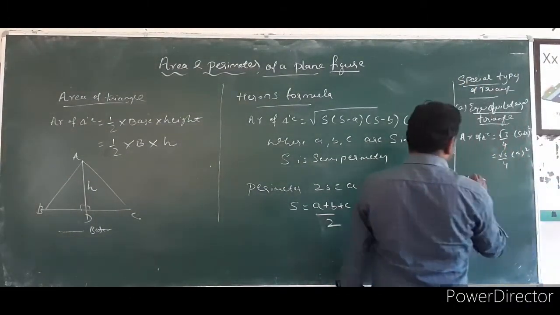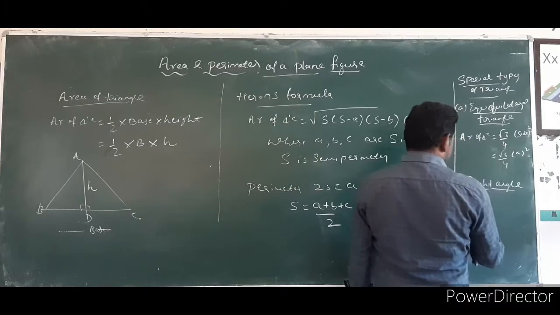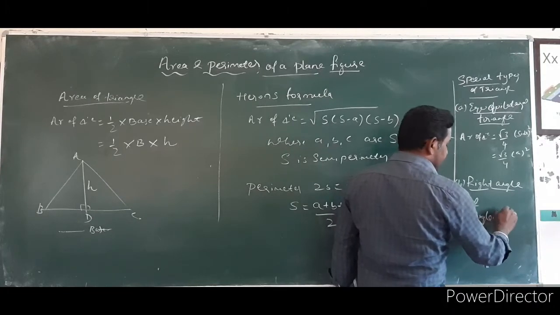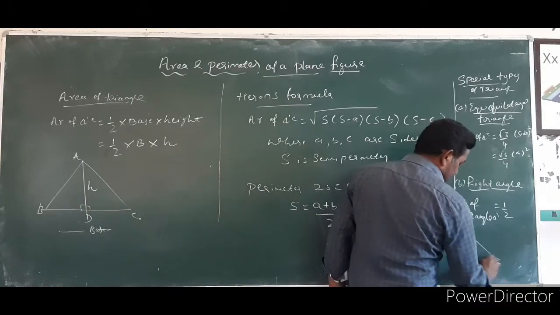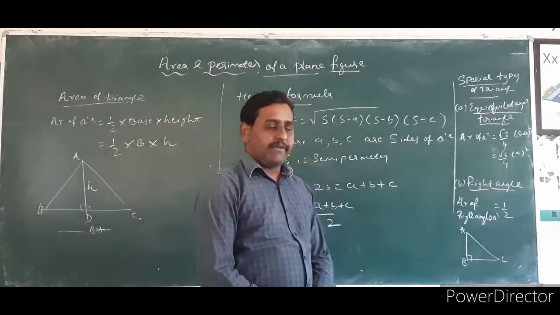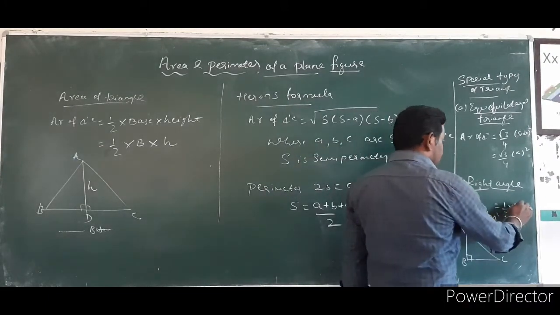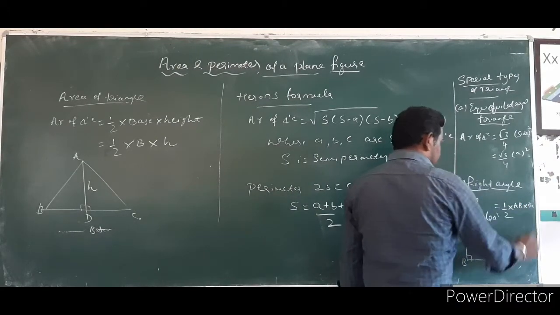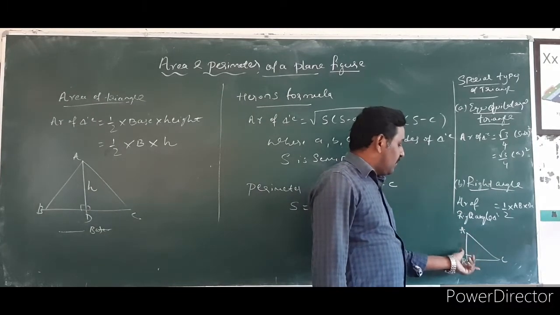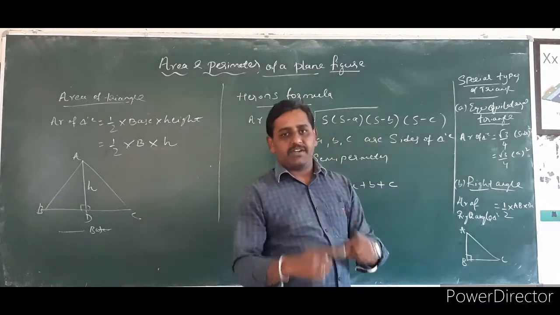Next one, right angle triangle. Area of a right angle triangle is equal to half into the product of the 90 degree included sides. A right angle triangle means one of the angles of the triangle must be equal to 90 degrees. So AB into BC; AB and BC are the included sides of 90 degrees. If you want to find the area of a right angle triangle, it is half into AB into BC, the included sides of 90 degrees.